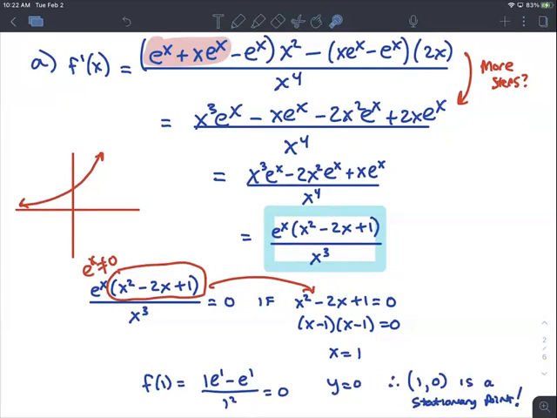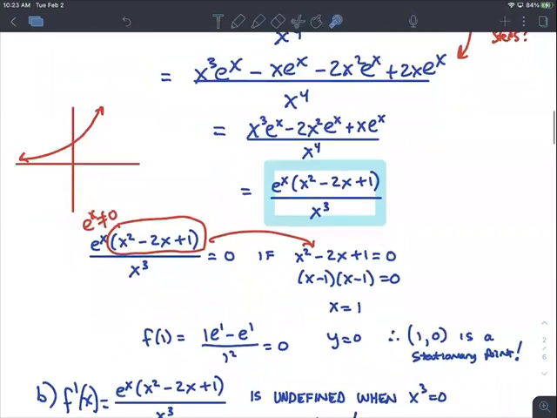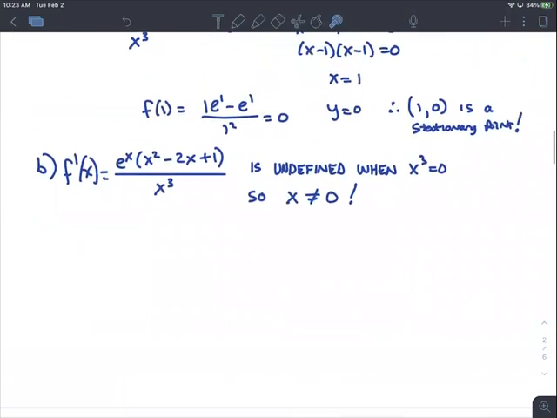So sometimes problems are going to ask you just for the x coordinate, and sometimes they'll ask you for the full coordinate, which you have to find the y value too. Okay, that's part A. Any questions there before we go on to part B? Here we go. All right.